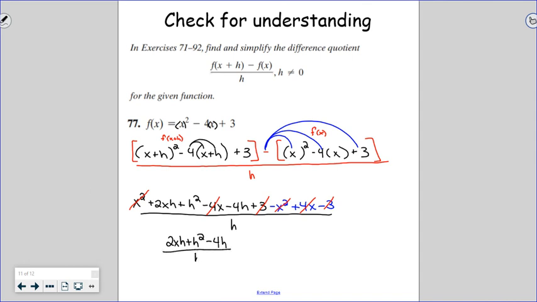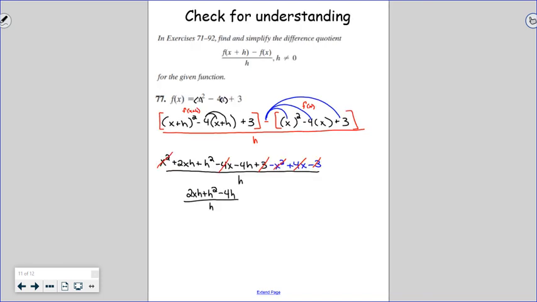And what I have left over all have h's, not by accident. Because now I can take out my GCF of h and cross it off with the h in the bottom. 2x plus h minus 4. Tricky, yeah? Those ones are tricky.